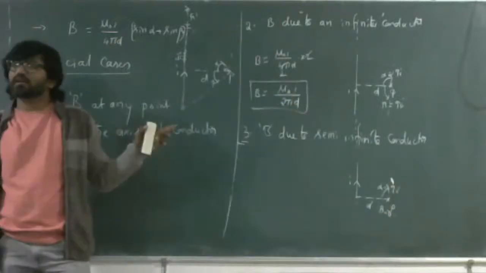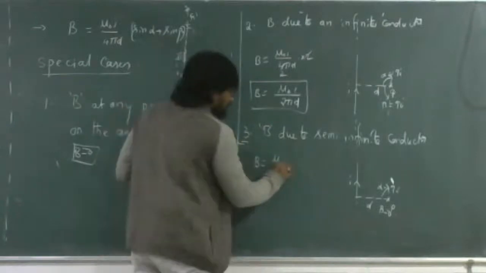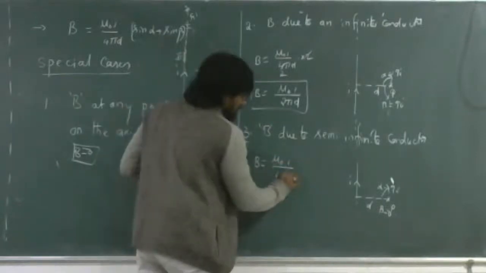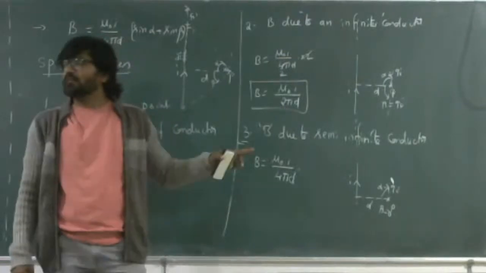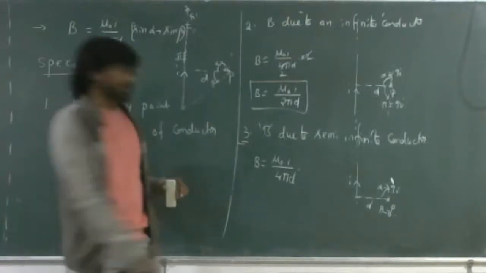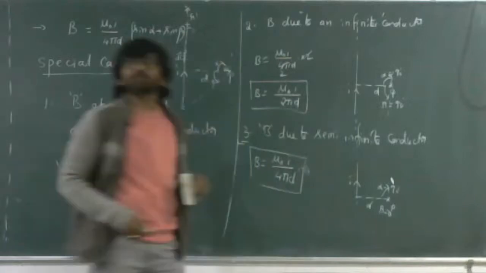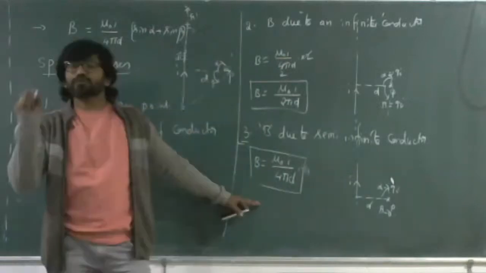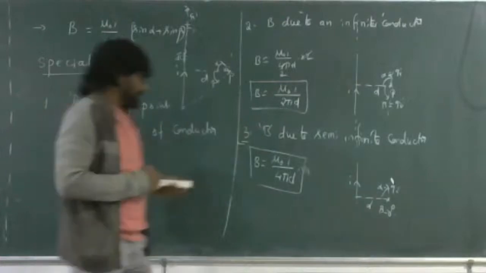So what happens to the magnetic field? B is equal to mu naught I by 4 pi d into sin alpha plus sin beta. Alpha is 90, beta is 0. Sin 90 plus sin 0 is 1 plus 0, which is 1. So this is the magnetic field due to a semi-infinite conductor. Is it clear, everyone?